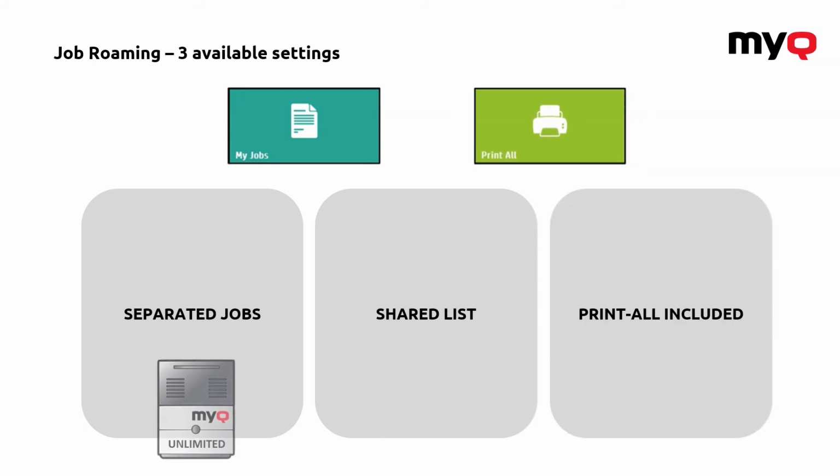Now when it comes to these settings, the first one, the separated jobs, is really recommended for large installations or installations where the connection between the individual sites is not the fastest. On the other hand, if you can ensure that the connection is really strong and you don't have more than 10 site servers connected together, you can use the shared list or the extension of that, print all included.